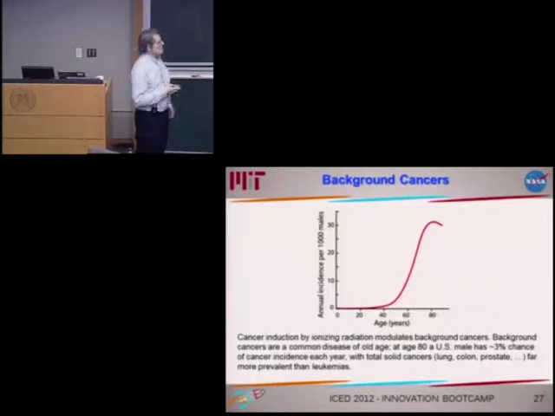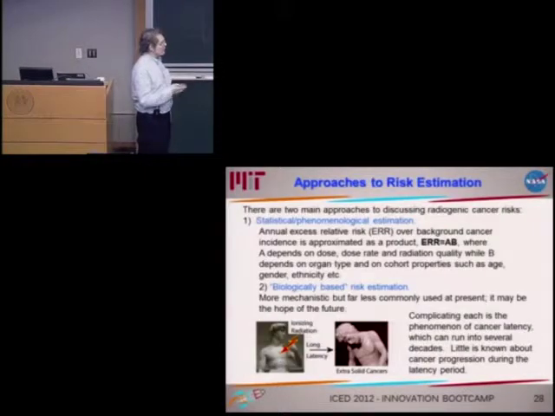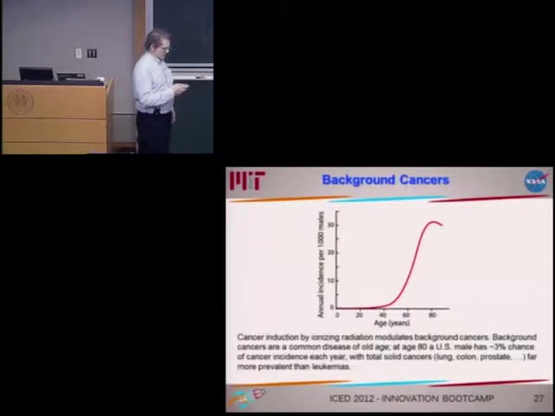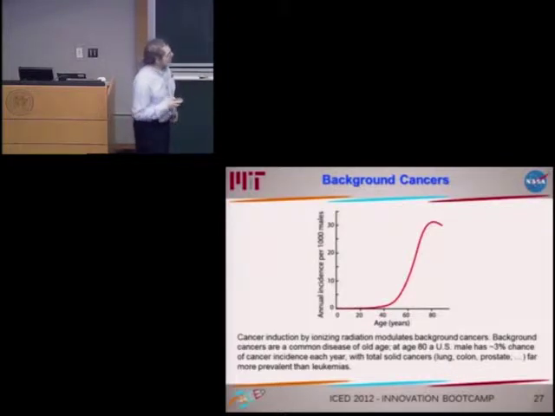Here's an annual incidence plot. This is the annual incidence per 1,000 males per year as a function of age. And one sees that, of course, the background incidence of cancers increases with age, no surprise. But then it decelerates as you get above around 60 or so.